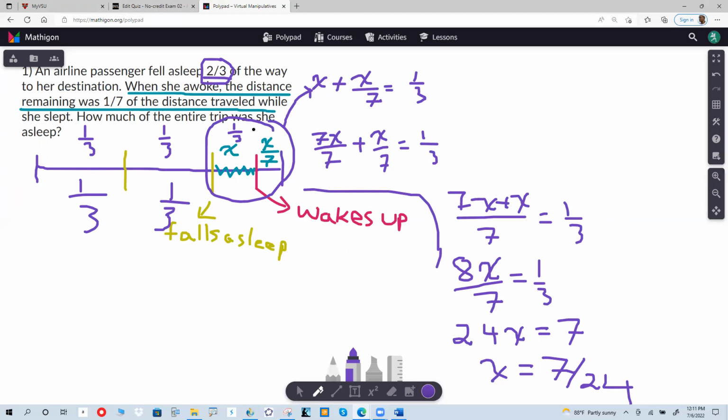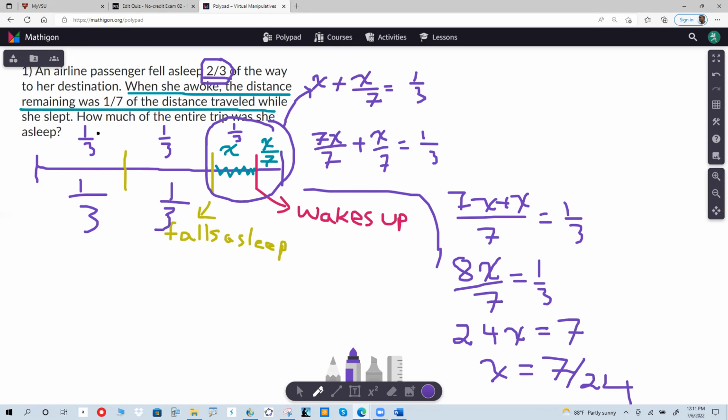That equation, this blue line that is underlined in the question: when she awoke, the distance remaining is 1/7 of the distance traveled while she slept. So put your sleeping distance, call it x. Awake distance after she woke up has to be x/7.